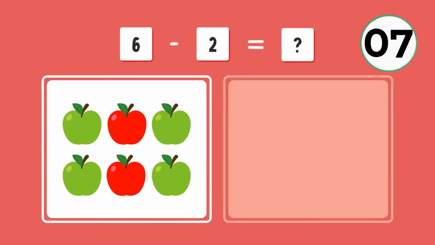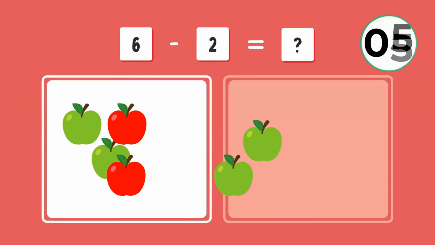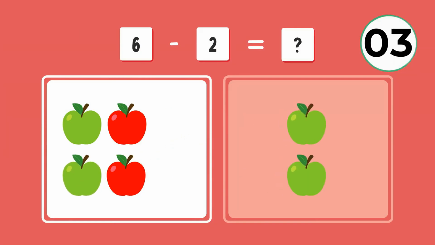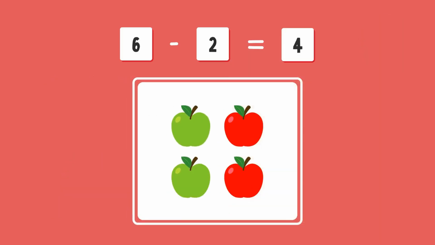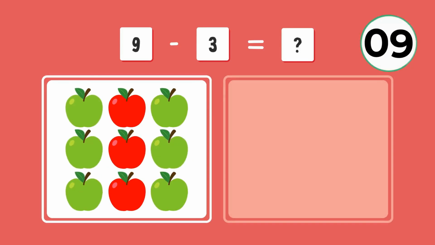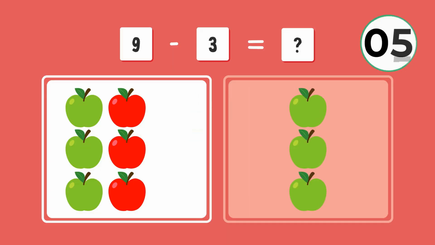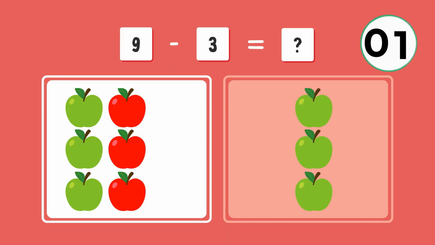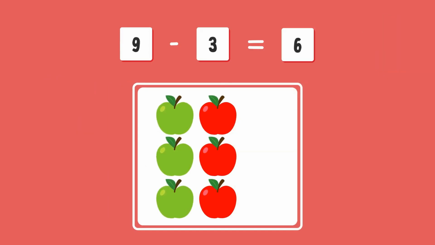Now let's do other equations. What is 6 minus 2? 4, 3, 2, 1. The answer is 4. What is 9 minus 3? 7, 6, 5, 4, 3, 2, 1, 0. The answer is 6.